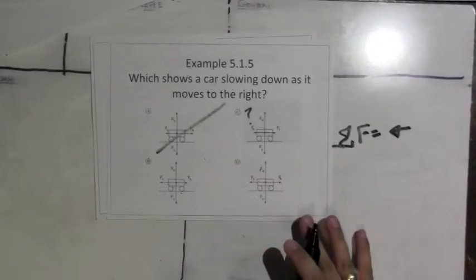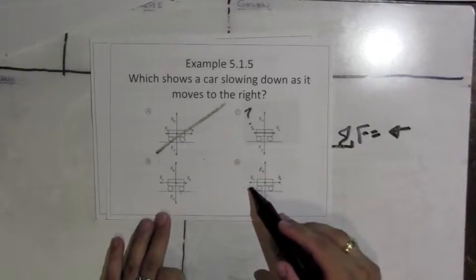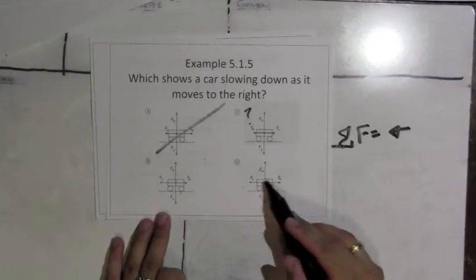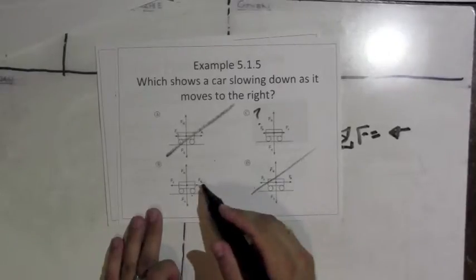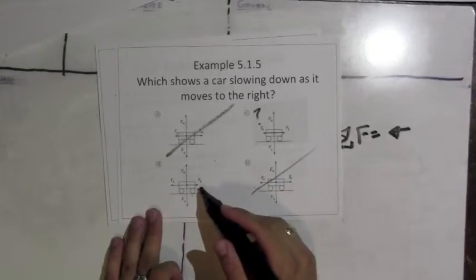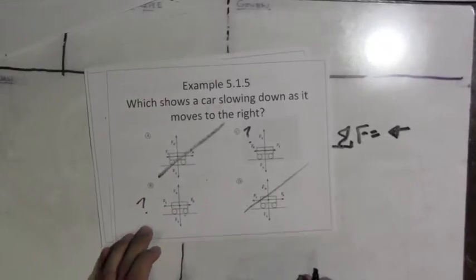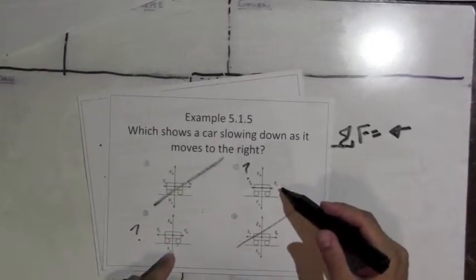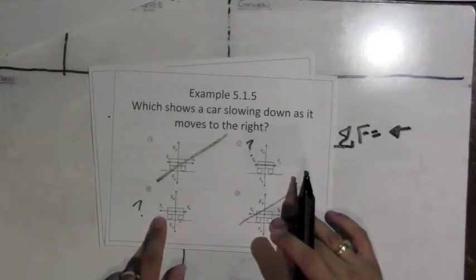We look right here, and on D, we see FA and FF. These appear to be equal, so that's not going to work. And then right here we have FA to the right is less than FF to the left. So this is also a candidate. So we want to look at these two, and it's fairly obvious that this one is the correct answer because it has a greater force to the left.